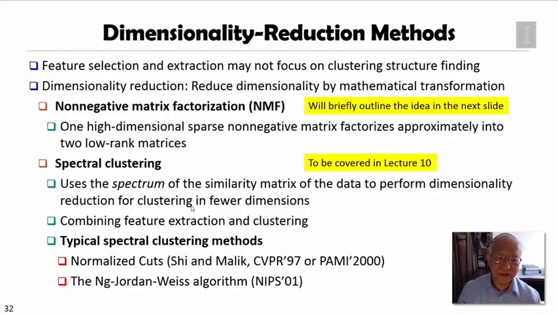This method essentially combines feature selection and clustering together. There are two popular spectral clustering methods, one called normalized cuts by Shi and Malik. Another is the Ng, Jordan, and Weiss method, led by Andrew Ng, published in NIPS 2001. We also call this one the NJW method.